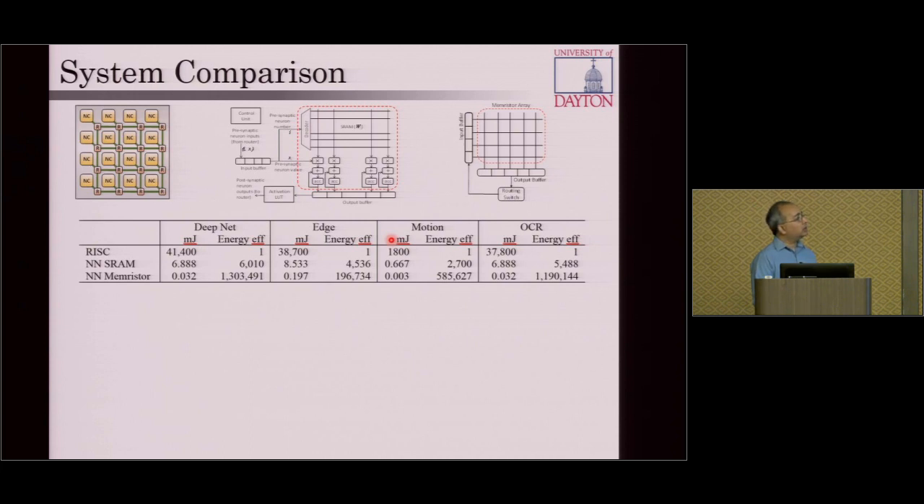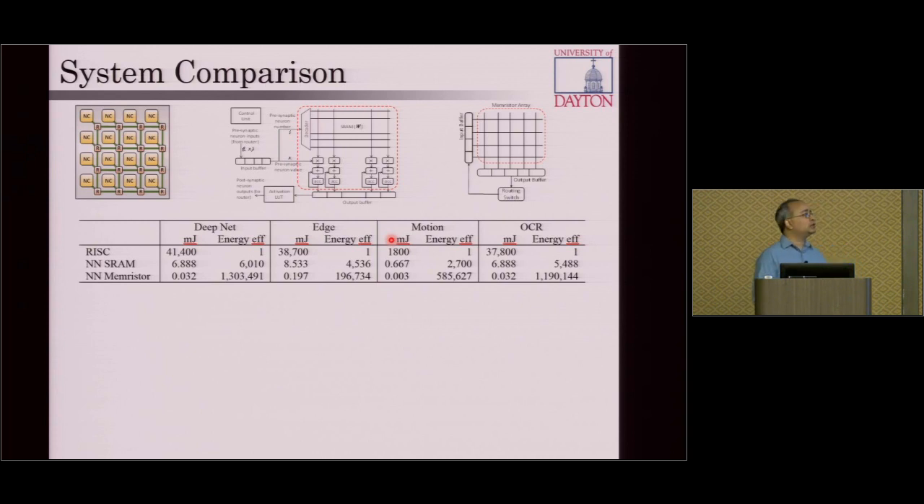A neural network based on the digital form, a neural network based on the memristor system. And what you notice over here is the power I have listed, the power consumption for processing one set of inputs, and the energy efficiency. So you notice that for the digital system, we see an efficiency of about 2 to 6,000 times over the RISC system. For the memristive system, we see power efficiencies of about 200,000 times to over a million times compared to the RISC system.